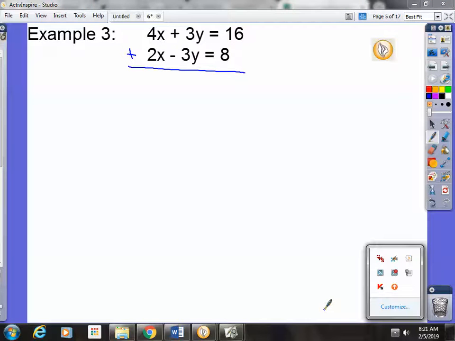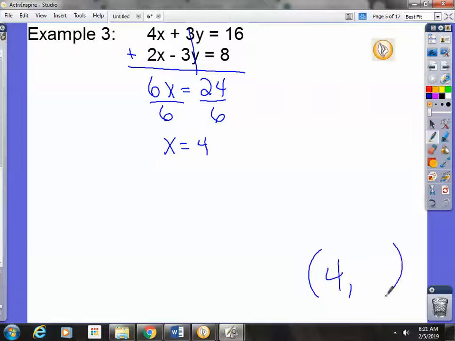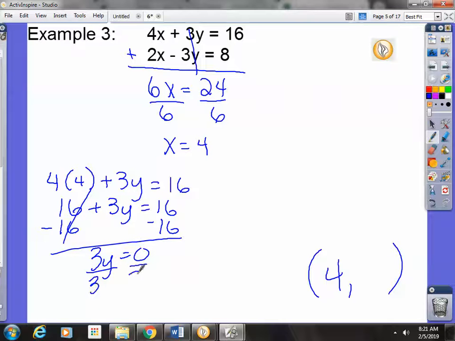When I add these two equations together, I get 6x equals 24. We'll divide by 6. So x is 4. In my ordered pair, I know it's going to be 4 comma something. So put 4 back in. 4 times 4 plus 3y equals 16. We'll subtract 16. So 3y equals 0. Divide by 3.